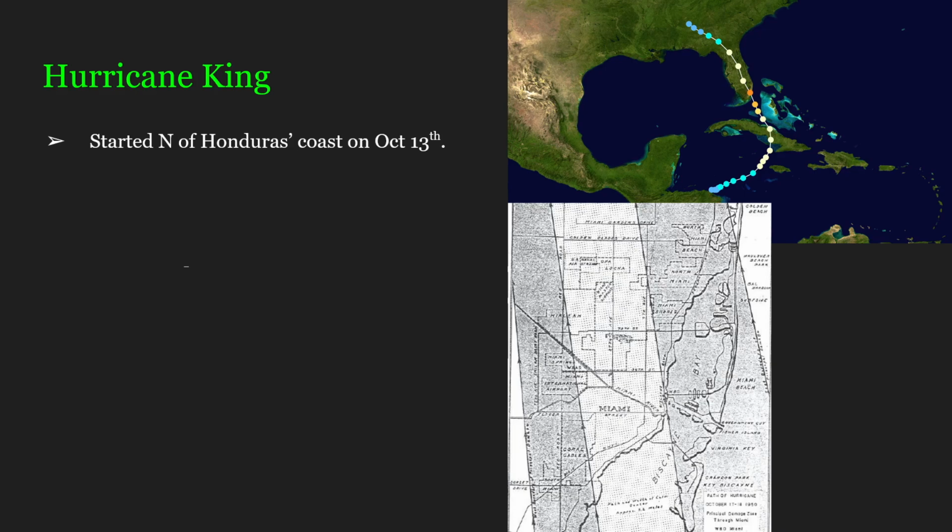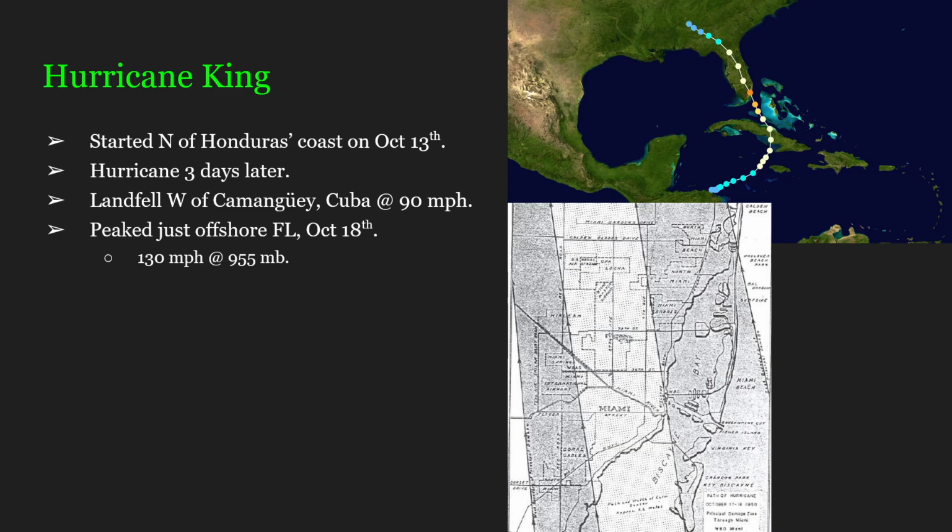Our last storm here is Hurricane King. King started off north of Honduras' coast on October 13th. King would take a while to become a hurricane, just thinking about it, that kind of deal. Would become a hurricane on October 16th. King would landfall west of Camagüey. I hope I'm pronouncing that right. I'm sorry if I'm not. This would be on Cuba, and at a wind speed of 90 miles per hour.